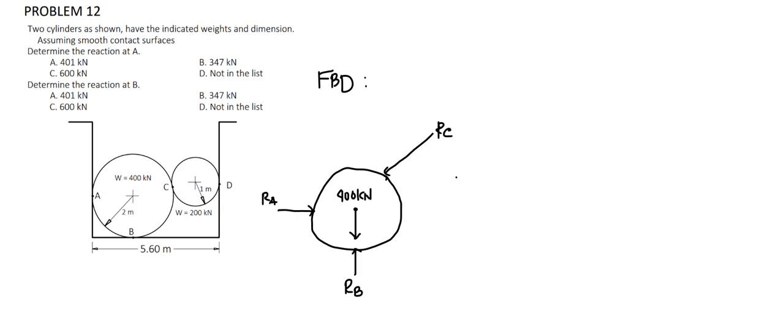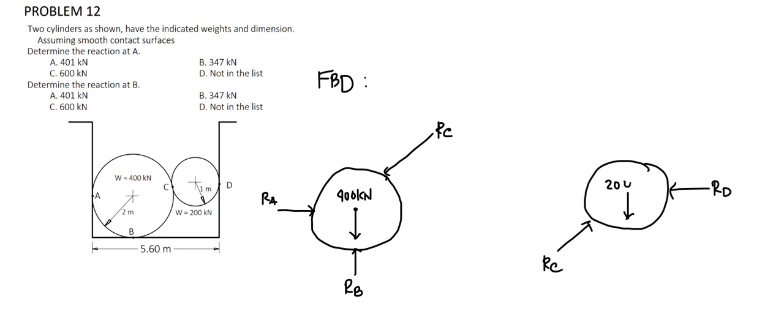Since we cannot solve directly for the variables, we can make use of the other free body diagram for the smaller cylinder. We have the reaction at C. Oh wait, this is on the bottom. And we have the reaction due to the surface, which we call the reaction D. And the weight of the cylinder is equal to 200 kilonewtons. Now we have two unknowns and two available equations for equilibrium.